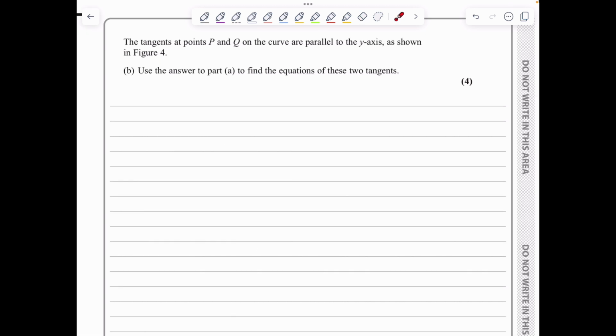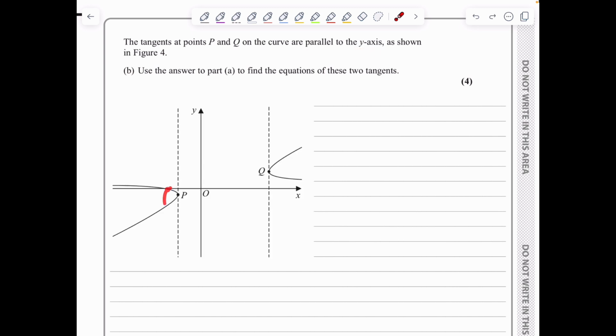In part B, we need to use the answer to part A to find the equations of the tangents at the points P and Q, which are points on the curve at which the tangents are parallel to the y-axis. So if we look at the graph, these are the points P and Q, and we're trying to determine the equations of these tangents. Well, obviously, we are looking at lines which are vertical. They are parallel to the y-axis, so they must be of the form x is equal to a number.